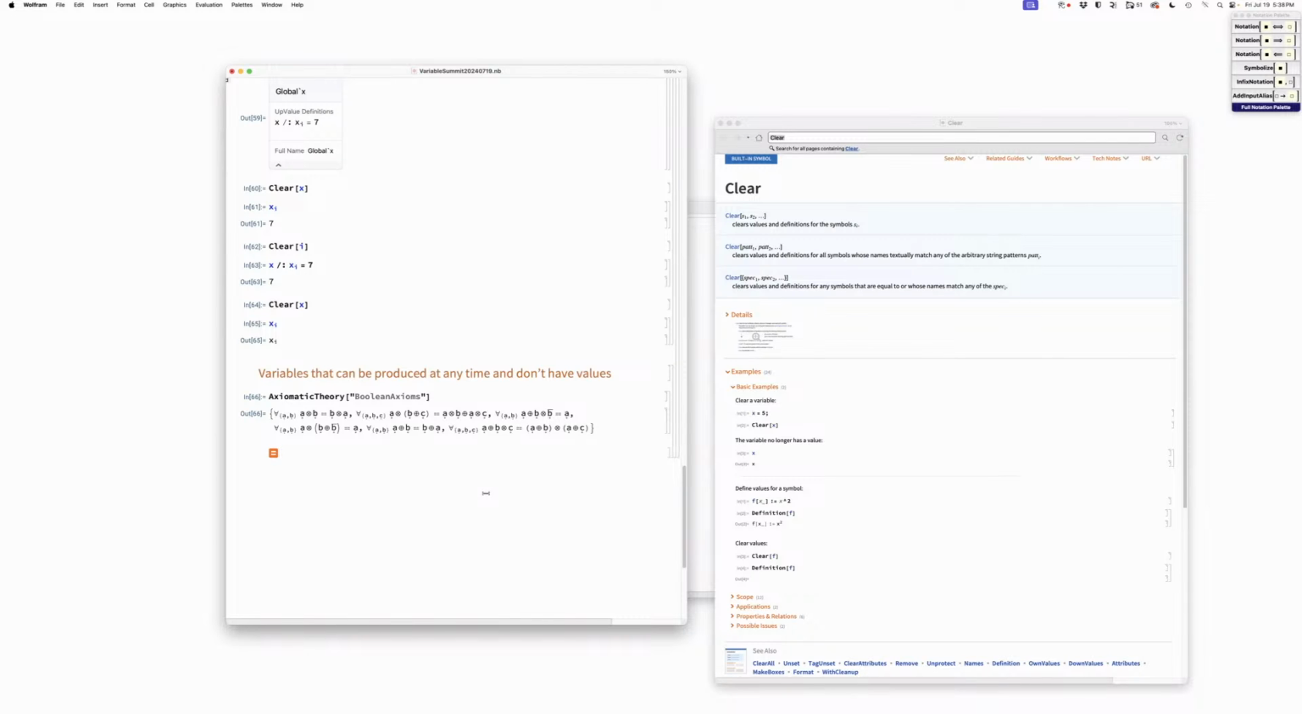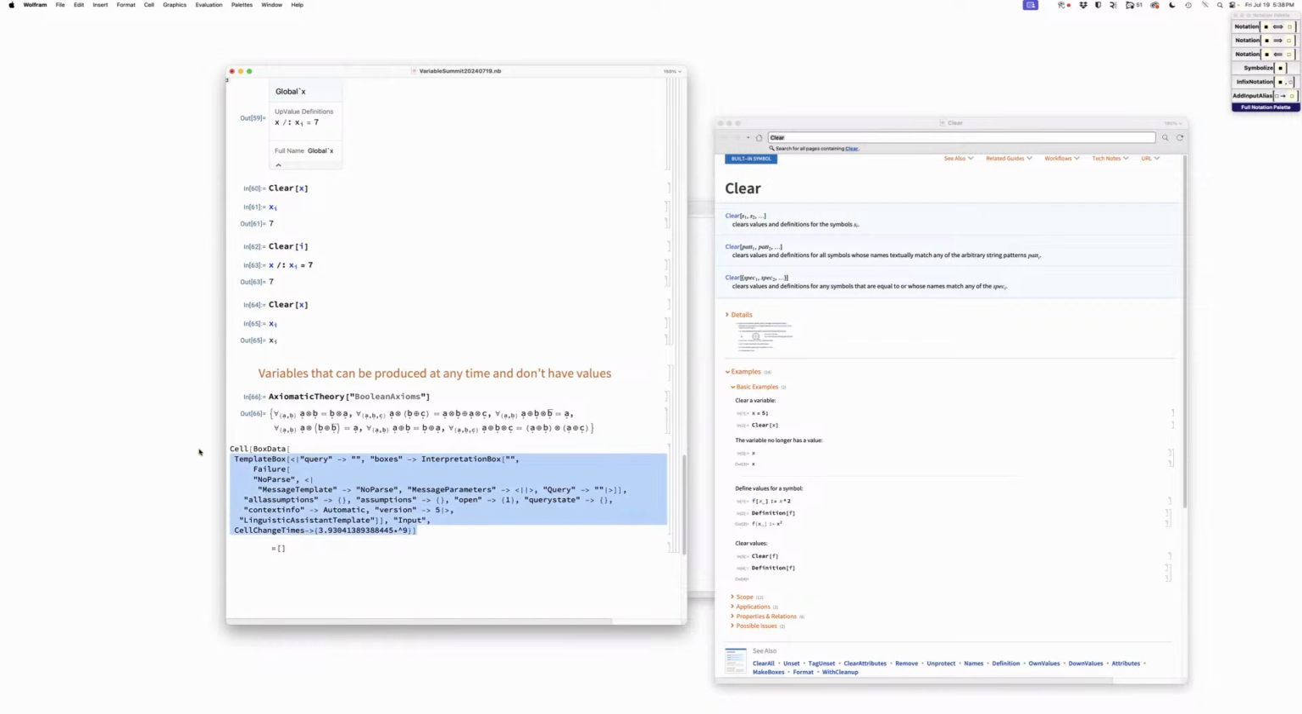Would you mind putting the cell expression for that in the chat just so I can take a look and see if there's something obvious? Okay.